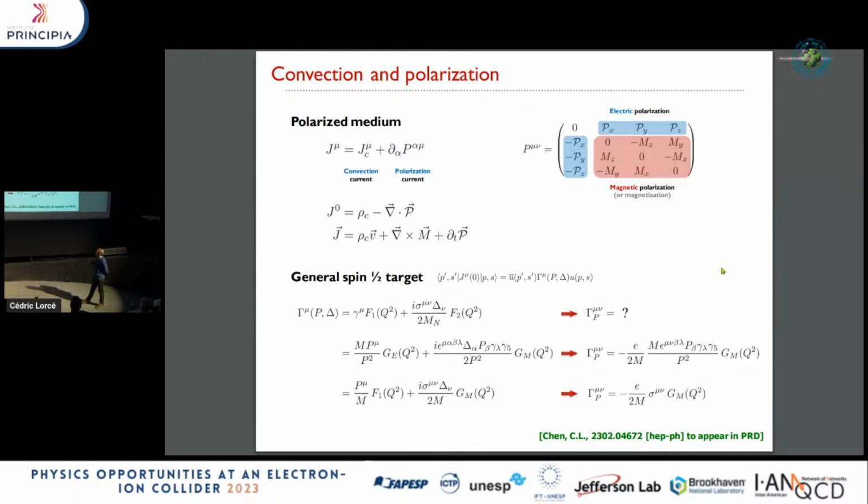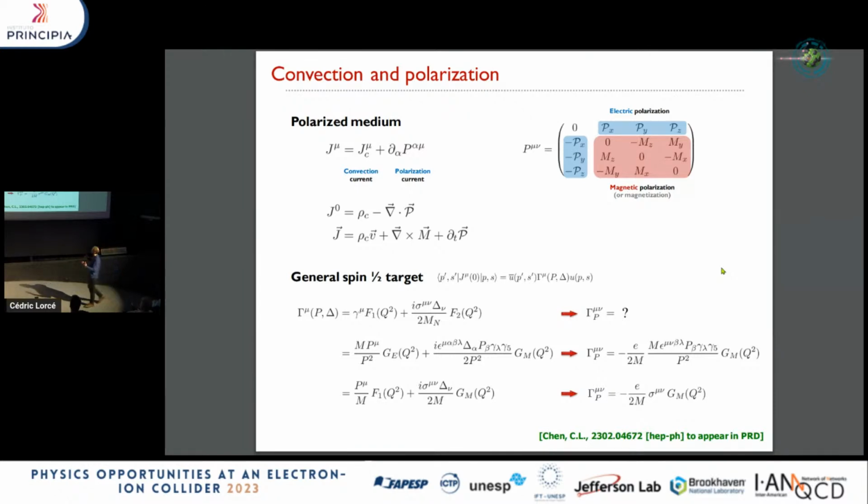So you will have now F1 that is multiplied by P, so this is really the convection current. And then you have another spin-dependent contribution that is proportional to G_M. So in any case, you will always have something that is proportional to G_M. The only difference is the tensor structure that you get in front. So you have some kind of ambiguity.